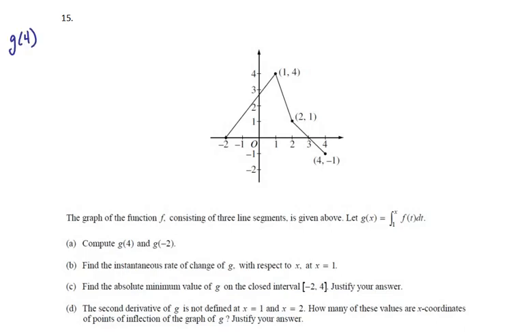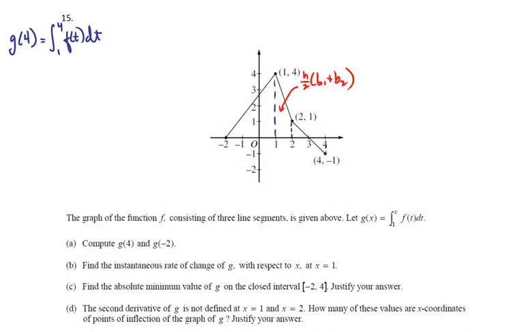The first thing we're asked for is to find g of 4. And so g of 4 by definition is just the integral from 1 to 4 of f of t dt. So if we start at 1 and sweep to the right, we can break this shape down into three geometric pieces. We have the trapezoid from 1 to 2, we have a triangle from 2 to 3, and another triangle below the x-axis from 3 to 4.